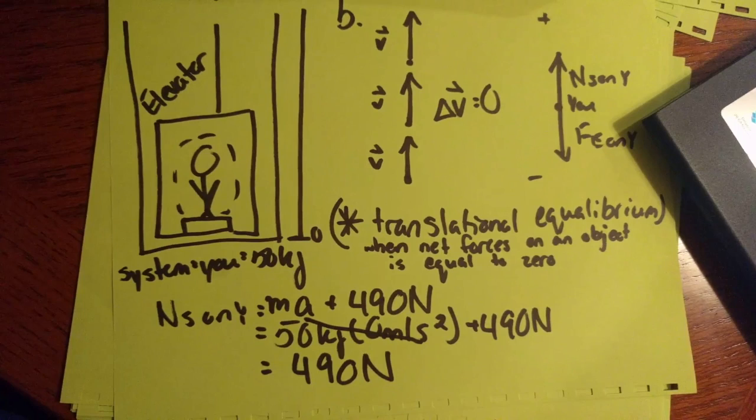Then we perform the same steps with B, creating a motion diagram which shows that the change in velocity is constant, which means the forces are equal, which is called translational equilibrium, which is when the net force on an object is equal to zero. Then, after you realize that, you can plug in your givens into that same equation again, and you end up with 490 newtons.